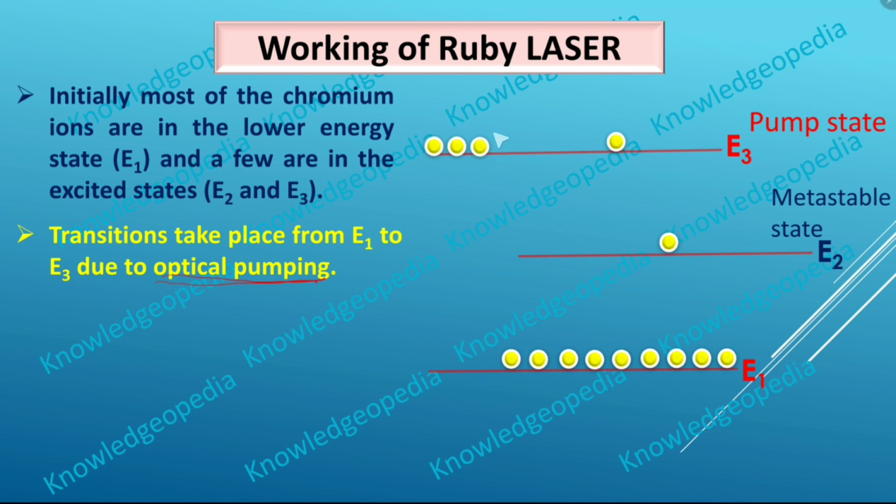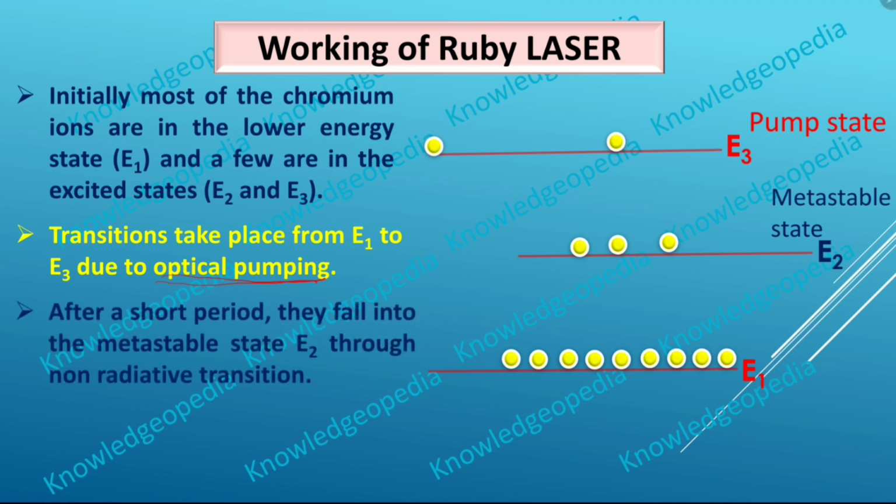Once the ions reach the pump state E3, they cannot stay here for a longer time because the lifetime is very less in this pump state. So after a certain time, they will start moving towards E2, and a few of them will also move to E1. So this is moving to E3 and after some time it is coming down to E1. After a short period they fall into the metastable state E2 through non-radiative transition. So most of the ions which are moving from E1 to E3 will make a transition from E3 to E2.